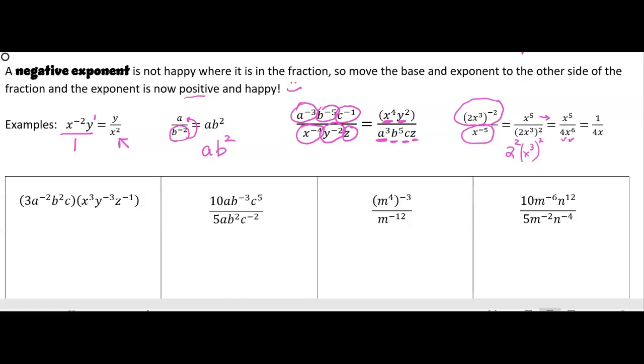And now I have to reduce. Now I think, where do I have more x's? I have more x's in the bottom. So these 5 x's cancel out 5 of those x's. So I have 1 x left in the bottom. So I get 1 over 4x. Okay, let's try the examples.